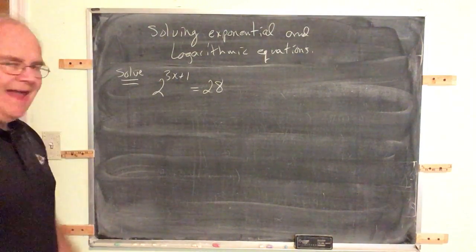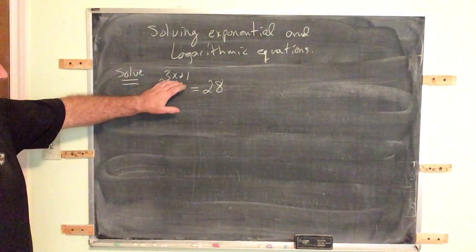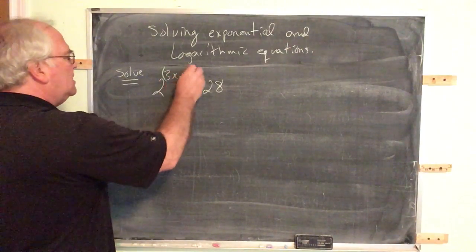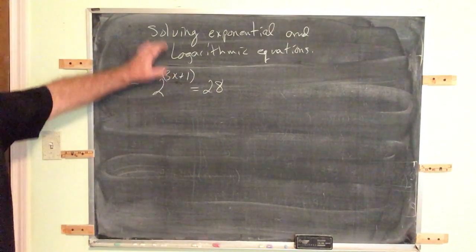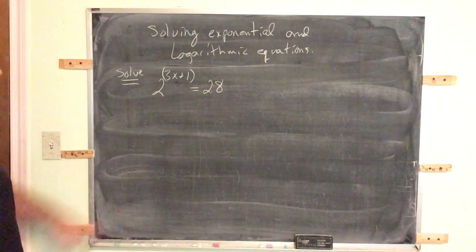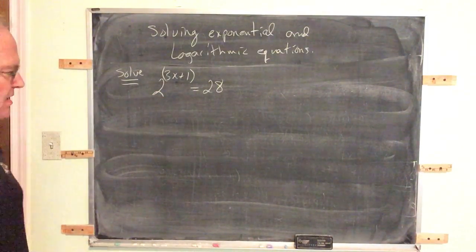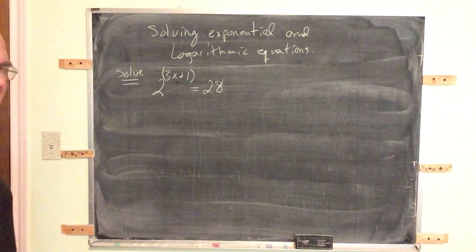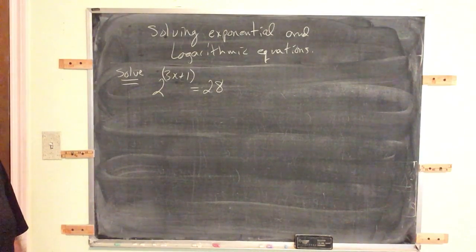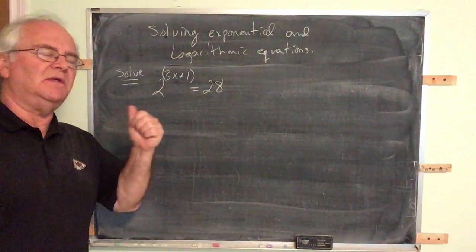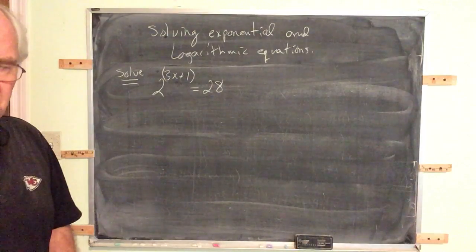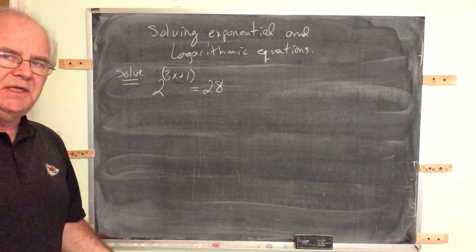All right, so this is an exponential equation. Anytime you have a variable in an exponent, that's an exponential equation, and a logarithm equation starts with logarithms in the equation. The way you solve an exponential is you do logarithms. The way you solve logarithms is you do exponentials. Each one undoes the other.